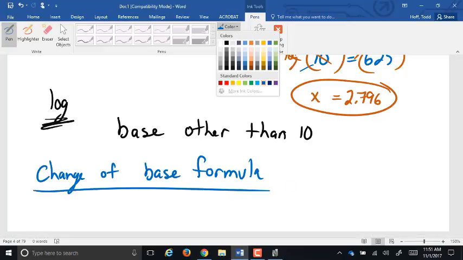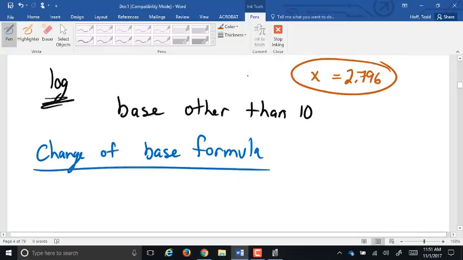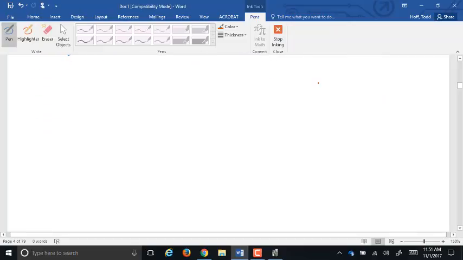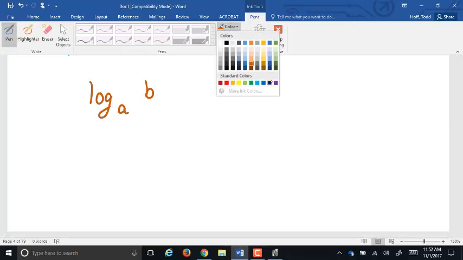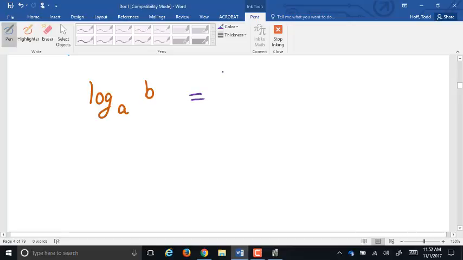I'm not one that likes to usually throw out formulas and tell you to memorize them, but this is one of them. So if I have a log base something other than 10, so I do log base A of B, I'm going to stay consistent with the notation in the book here. To calculate that, I can use a log base 10 of B divided by the log base 10 of A.